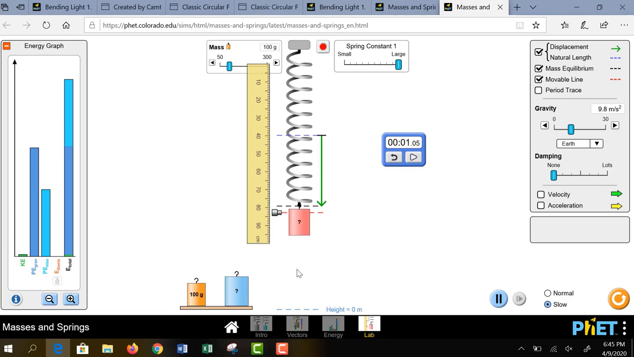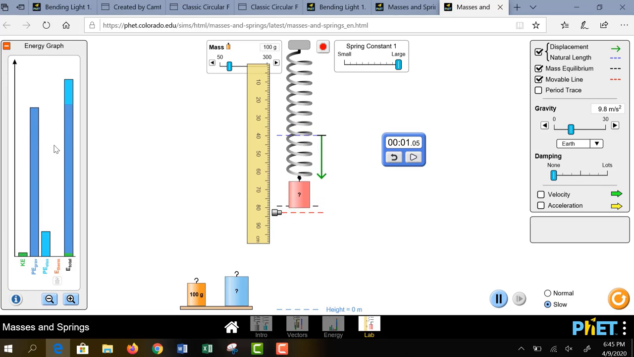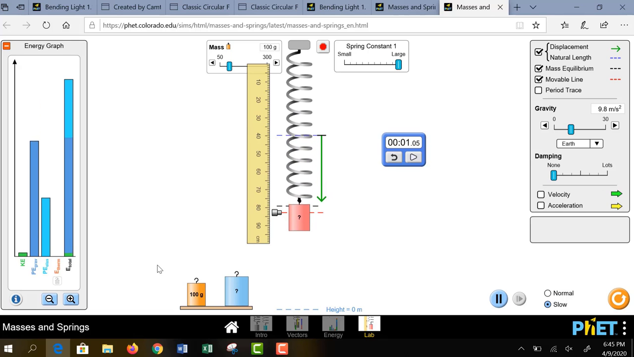Okay, play around with it. It's kind of a fun little PhET. We don't really do anything with the energy graph here, but you can explore that if you want to. Mostly we're looking at mass, spring constant, period, and amplitude. Okay?